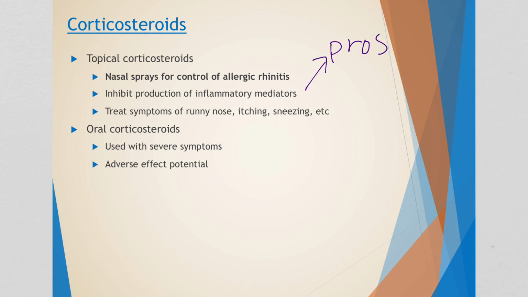Prostaglandins, your leukotrienes, what else? Your histamines, right? So they're going to inhibit the inflammatory pathway. And so then that's good. We have less histamine production, less leukotriene production, which means less mucus production, right? They're often used to treat symptoms of rhinorrhea, itchiness, sneezing, etc.